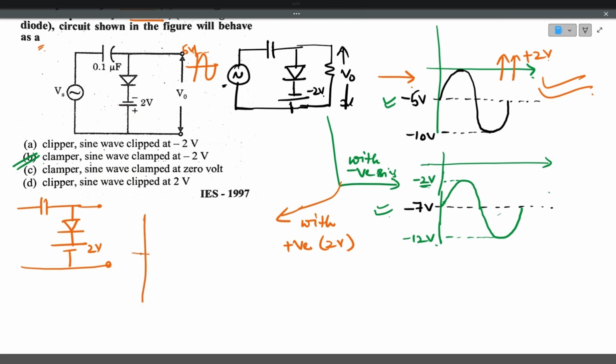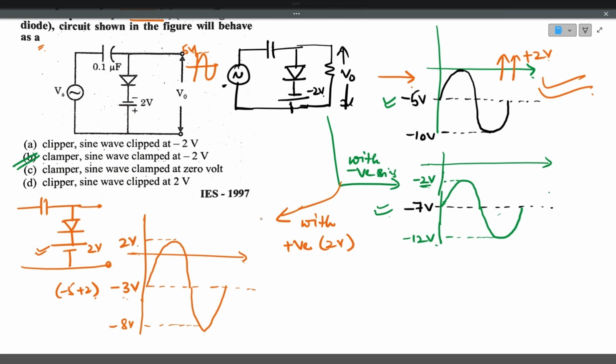We'll see here. This is a zero bias. Usually it should shift to minus 5 volts, but you have added plus 2 volts. So it will be shifted to minus 3 volts, which is minus 5 plus 2. Minus 3 volts plus 5 is plus 2. Minus 3 volts minus 5 is minus 8. So the output waveform will be like this: minus 8 and plus 2 volts. Hope you understood the logic here.